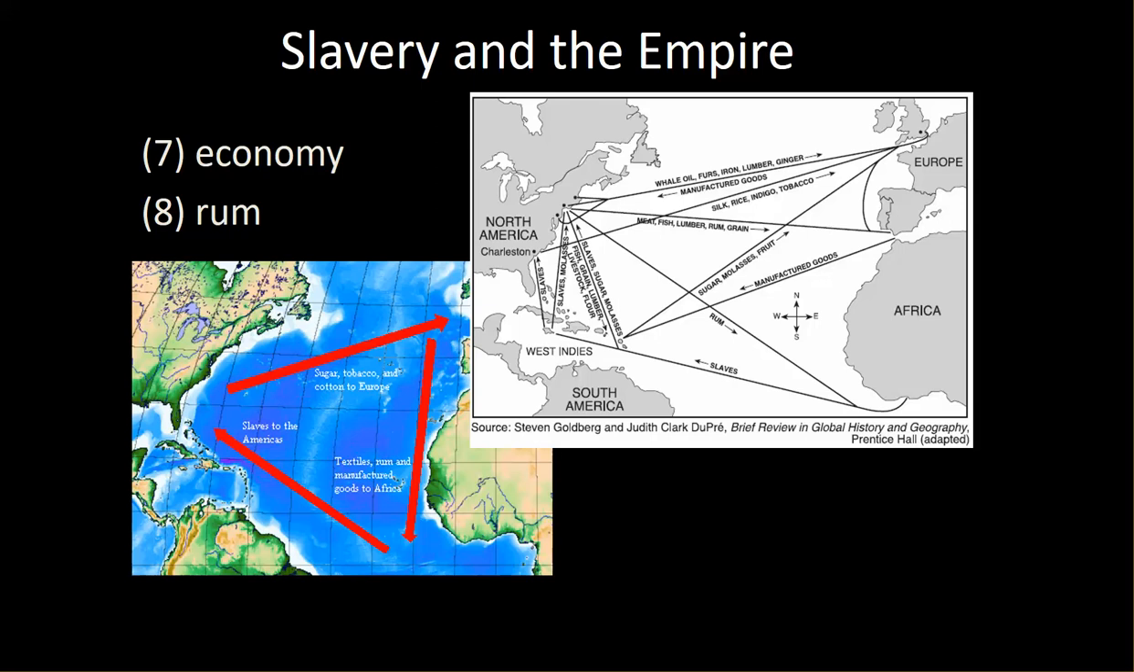Slave merchants did everything they could to maximize the number of people that they could fit on their ships. One trader wrote very proudly of a boat that he had had built to his specifications, just to fit as many people as possible on there. He said that he had designed it so that the height between decks was only 18 inches.